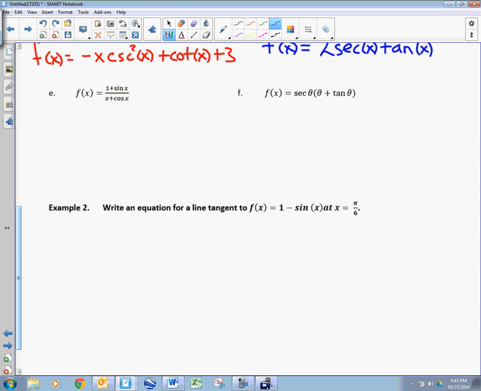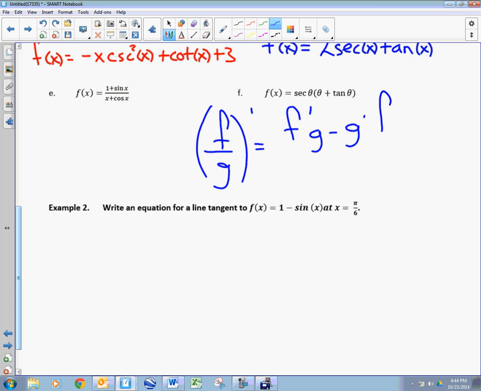E. A lot of people would like to take the derivative of the top divided by the derivative of the bottom. It does not work like that. I must use the quotient rule. Remember that the quotient rule, f divided by g prime is equal to f prime g minus g prime f, all divided by g squared. So that is what we will use in this scenario.